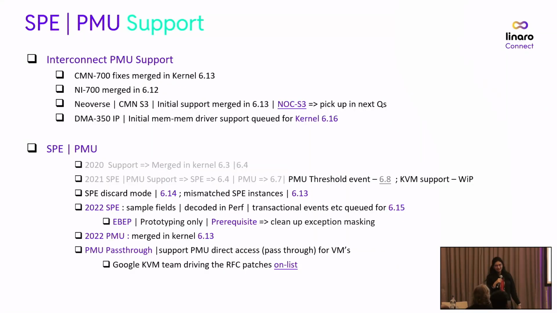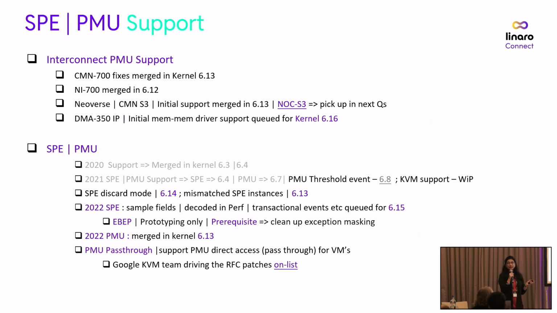All right, SPE PMU support. I talked about this already, so I'll just skim through the details. Interconnect PMU support: there were a few kernel landings around NI-700, CMN-S3. On the SPE PMU side, we discussed 2020 and 2021 architecture extensions. We were gated on the PMU threshold event for the PMU pass-through mode. So that's basically supporting PMU direct access for VMs.